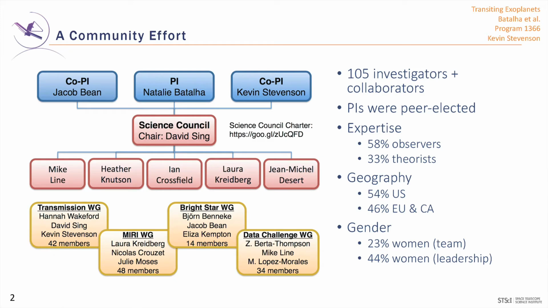Now, the structure of our organization was such that we needed a science council in order to really bring together the entire community and listen to all the feedback that they had. So that was chaired by David Sing, and we also had 4 working groups: Transmission, MIRI, Bright Star, and a data challenge working group that really was meant to address all of the concerns and the science products that we needed to produce for such a program. We had a good balance between both expertise and geography within our group, and we had a strong female contingent within the leadership roles.